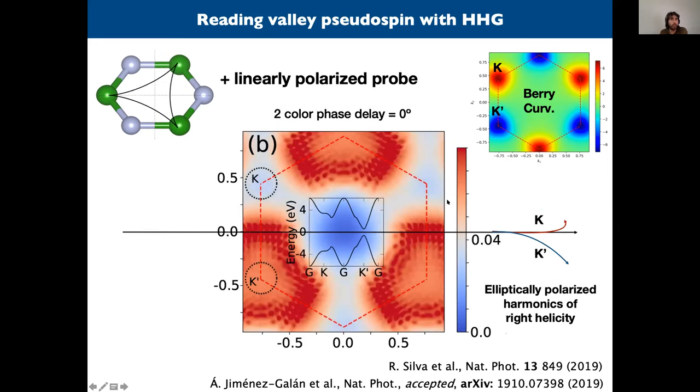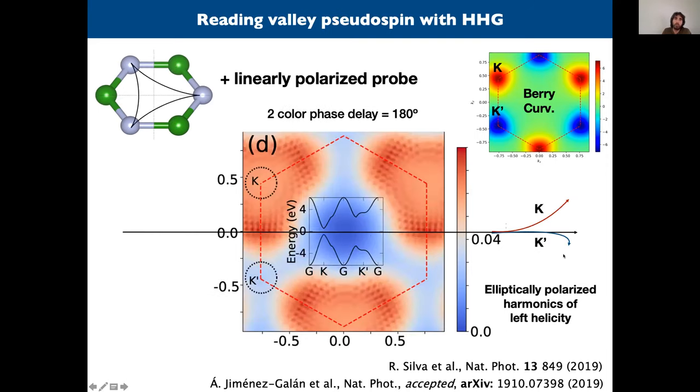When the population of one valley is greater than the other, then these orthogonal currents from K and K prime will not exactly cancel, and the harmonics generated by the linearly polarized probe will be elliptically polarized and with a helicity which depends on the sign of the Berry curvature of the most populated valley. So when the valley population switches, of course, the helicity of the harmonics will also switch.